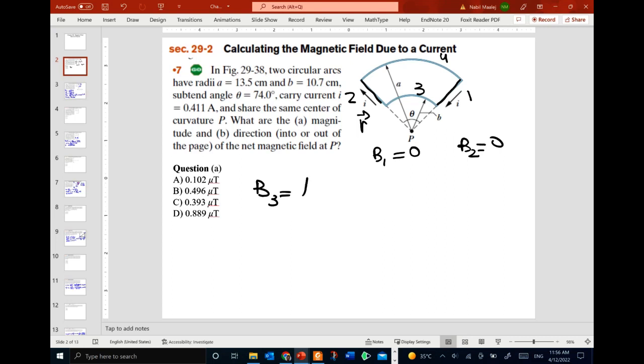Okay, it's mu 0 I divided by 4 pi, the radius of the curvature, and the radius for the element 3 is b, times the angle phi. Phi is, okay, so this is mu 0 I. The angle phi, I have to convert it to radians. So it is 74 divided by 180 times pi, divided by 4 pi b. Okay, so the pi's will cancel.